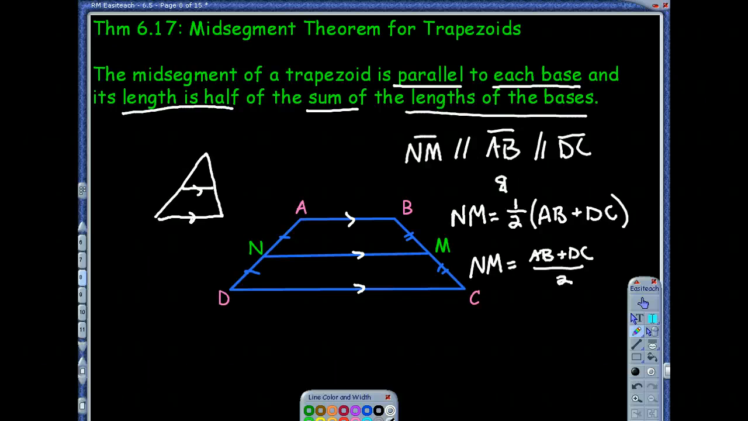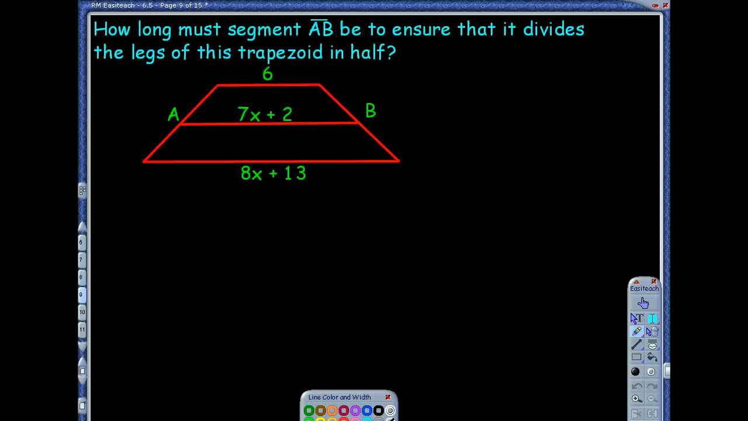Exactly. So this theorem is not completely out there. I think you see the connection from triangles. And again, this is not just isosceles trapezoids either. This works for any trapezoid. All right, so it says, how long must segment AB be to ensure that it divides the legs of this trapezoid in half?